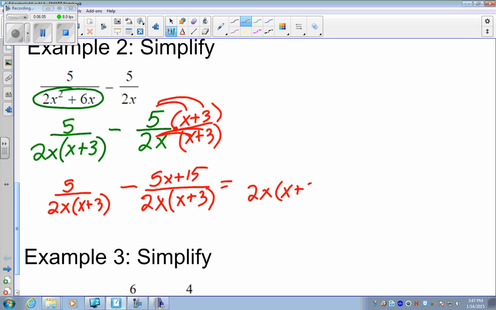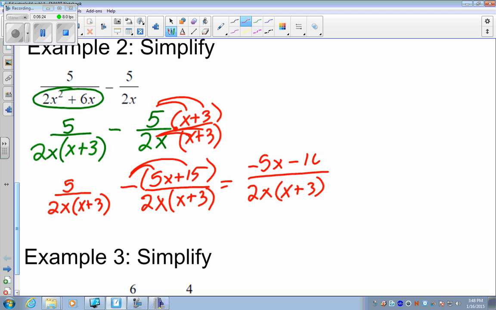And in the numerator we have 5, subtracting all of this, 5x minus 15. So if I distribute this negative in, I will have a negative 5x, and 5 minus 15 is negative 10.